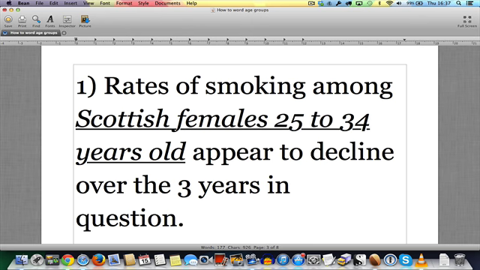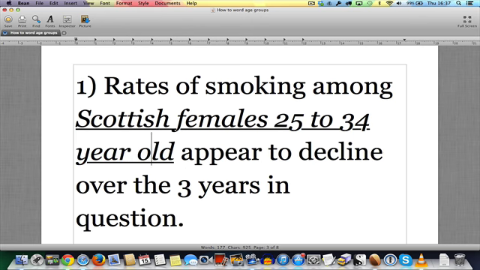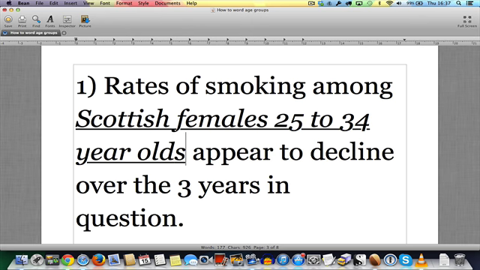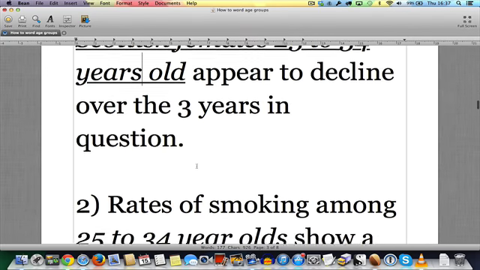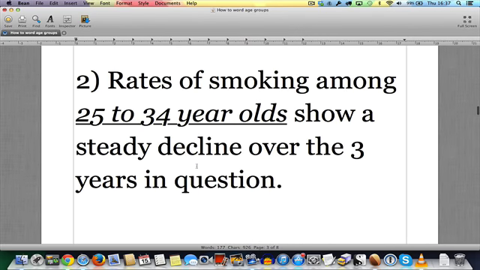I think that sometimes students get a little bit confused when they're using years old versus year olds. And if I were to write year olds, this would not be grammatically correct because it reads awkwardly. We have a noun here and then we have another noun, so it would be grammatically incorrect. So this would have to be Scottish females 25 to 34 years old. Now, to share the example of year olds, the wording would be rates of smoking among 25 to 34-year-olds show a steady decline over the 3 years in question.